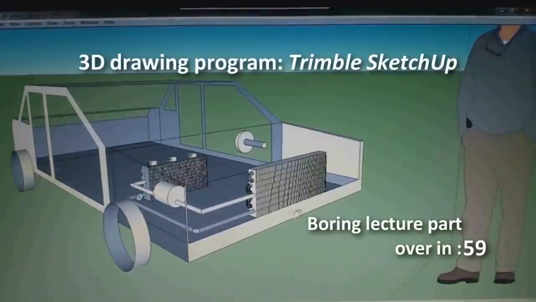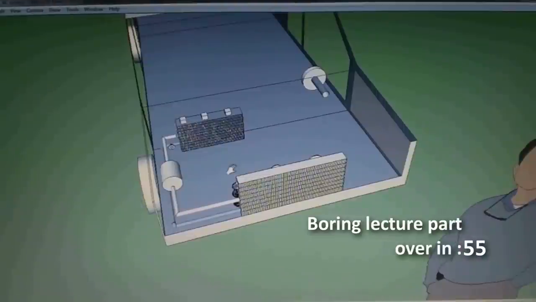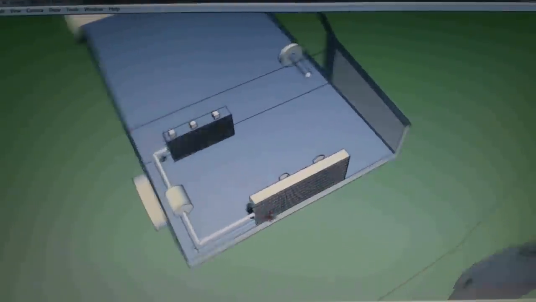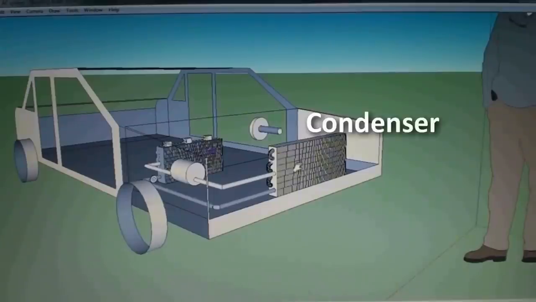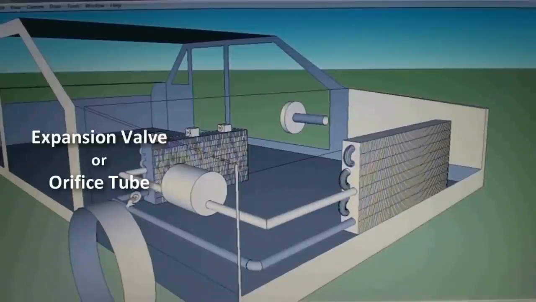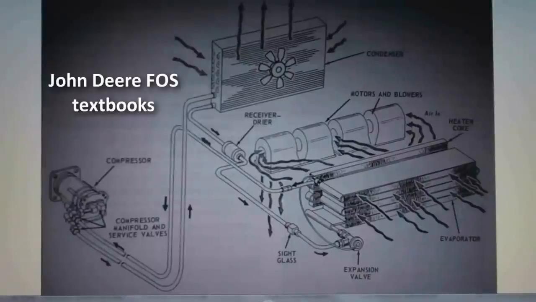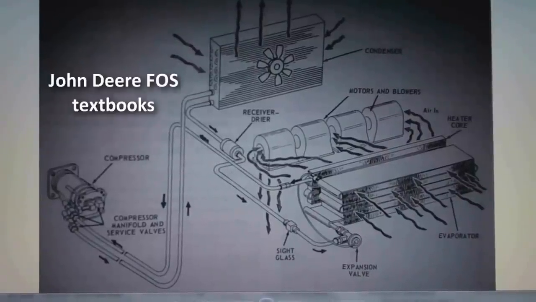Okay, so I made this 3D cutaway model using Google SketchUp to try and help represent how the major components of the air conditioning system are laid out in the car, more or less. The condenser is up front, the evaporator is hanging on the firewall right in front of the cabin, the compressor's on the engine somewhere, and then you'll have your expansion valve or orifice tube located usually right in front of the evaporator. Okay, now I got this image from a John Deere Fundamentals of Service textbook.